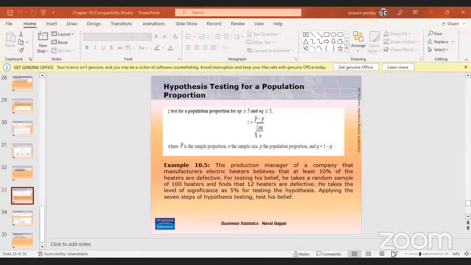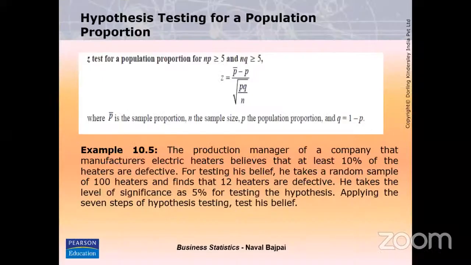The question is: the production manager of a company that manufactures electric heaters believes that at least 10% of the heaters are defective. For testing his belief, he takes a random sample of 100 heaters and finds that 12 heaters are defective. He takes the level of significance as 5%. Again, here the alpha is 5%.